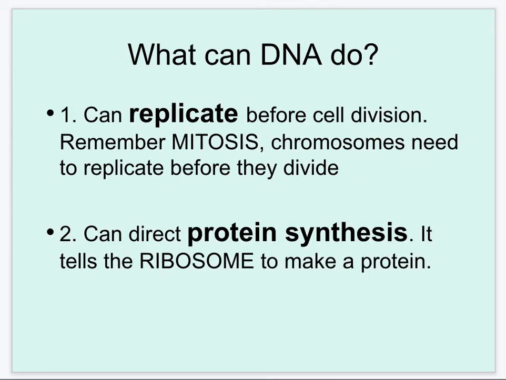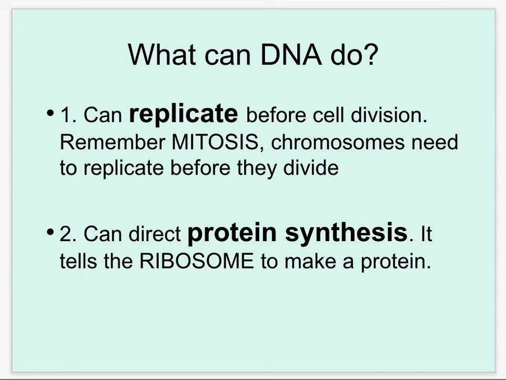What can DNA do? One, it can replicate before cell division. Remember mitosis, chromosomes need to replicate before they divide, because if the DNA doesn't replicate or copy itself, eventually you run out of DNA, right? If you keep splitting a cell in half without replicating what's inside, it's going to diminish by a half, then a half, then a half, get smaller and smaller and smaller. But if the DNA replicates first, the same amount of DNA is going to be inside of each successive cell.